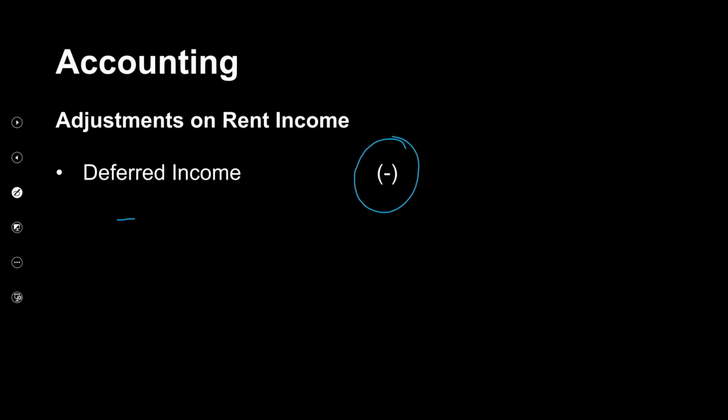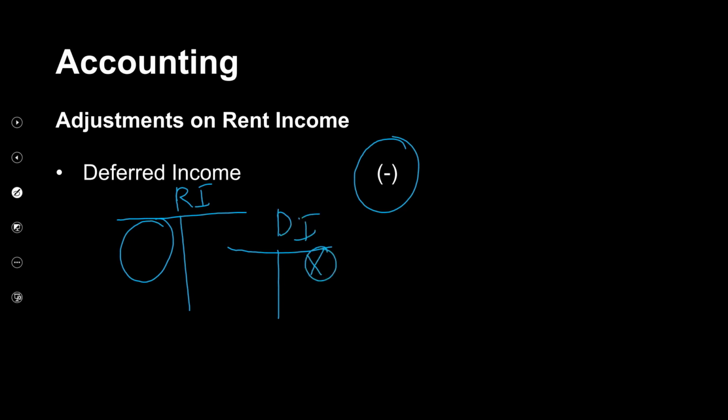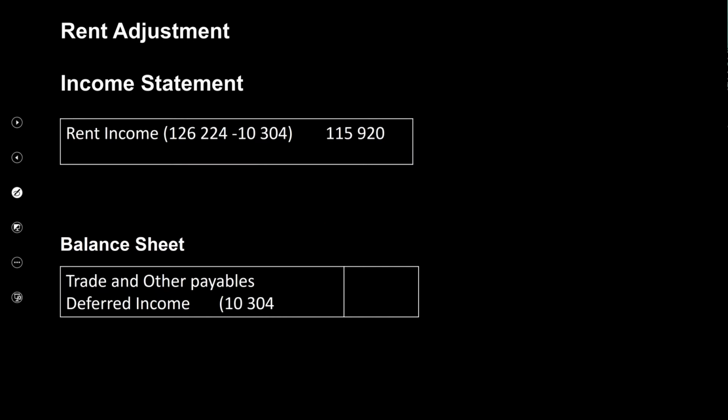This is the T account, if you have to see it. There's your rent income. You're going to debit your rent income and you're going to credit your deferred income. There's the entry. This means therefore, in my income statement, I will start off my rent income with the figure that's given to me, 126,224, minus deferred income, minus 10,304 to give me my final figure of 115,920. So that's the amount that will be reflected in my income statement.